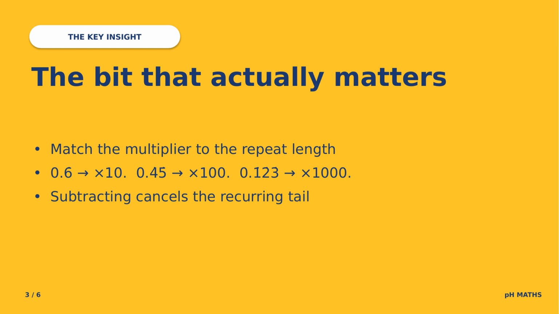Key insight: the multiplier must match the repeat length. 0.6 recurring, repeat of 1 digit, you multiply by 10. 0.45 recurring, a repeat of 2 digits, you multiply by 100. 0.123 recurring, repeat of 3 digits, multiplied by 1,000. The subtraction cancels the infinite tail, leaving a finite number you can divide cleanly.